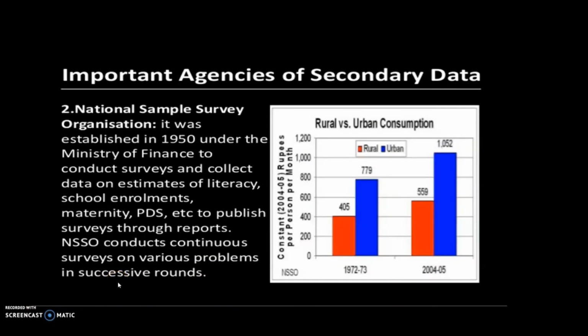National Sample Survey Organization. It was established in 1950 under the Ministry of Finance to conduct surveys and collect data on estimates of literacy, school enrollments, maternity, PDS, public distribution system, etc., to publish surveys through reports. NSSO, National Sample Survey Organization, conducts continuous surveys on various problems in successive rounds.